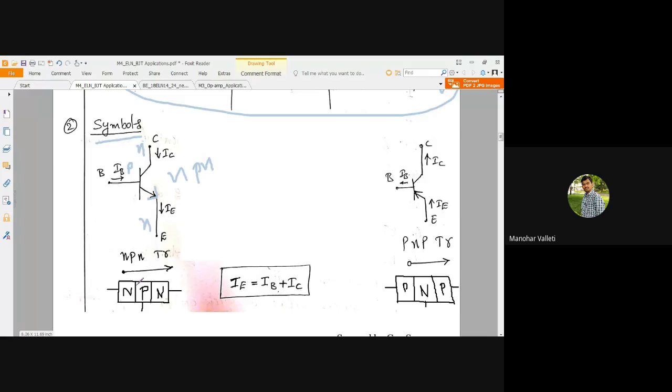And you just see here, the emitter emits electrons because the emitter is connected at N, right? N will have majority carriers of electrons. And if you apply KCL here, sum of entering currents equal to leaving currents, then IE equal to IB plus IC.